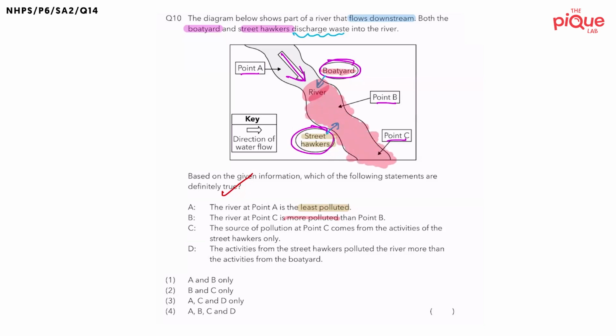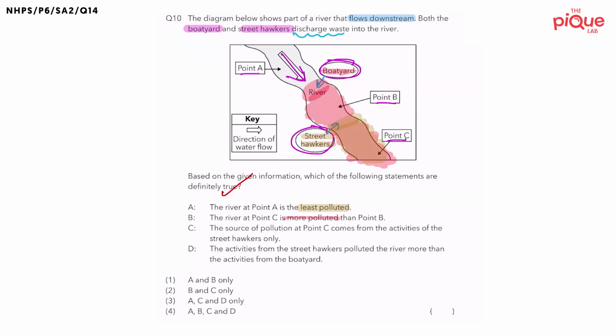Then next we will focus on street hawkers. Again, for street hawkers I will use orange color, and street hawkers will discharge their waste, probably over here first. And we know that the river flows downstream, so the street hawkers' waste will also go downstream. Alright, this is how we can visualize better with a highlighter. After annotating this, then you are ready to answer the question.